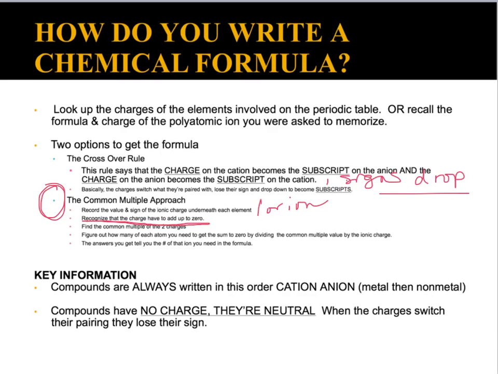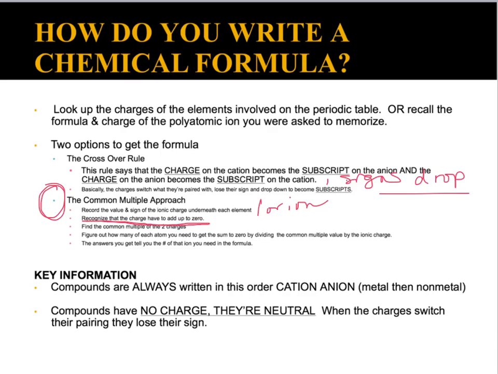You're going to find the common multiple of the two charges. So say, for example, you have a metal with a +2 charge and a nonmetal with a -3 charge. Their common multiple is 6. Okay, so you have to have 6 positive charges and 6 negative charges to cancel out to add up to 0. Okay, so you'll figure out how many of each atom you need to get the sum to 0 by dividing the common multiple value by the ionic charge. And the answers you get will tell you the number of that ion you need in the formula.